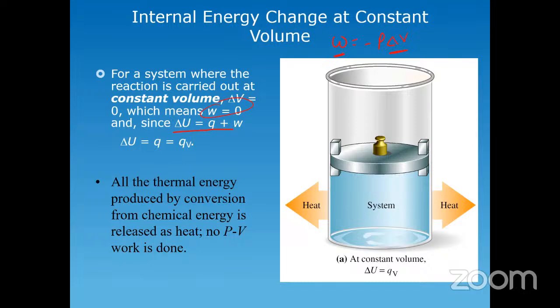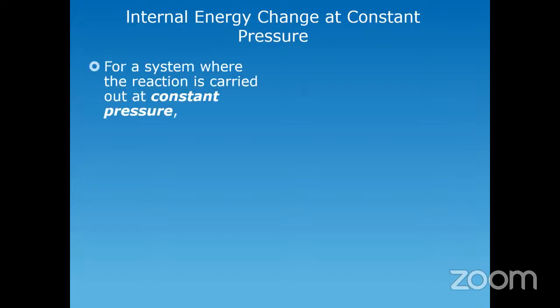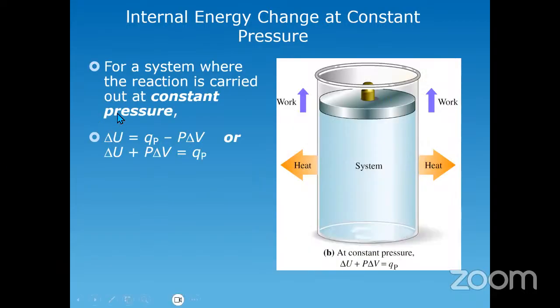Now, constant volume conditions are very rare when it comes to chemical reactions. So most of what we're going to look at from now on will be situations where the processes occur under constant pressure conditions. So we're assuming that the pressure is constant. We're going to go back to this equation here. Let me rewrite it here.